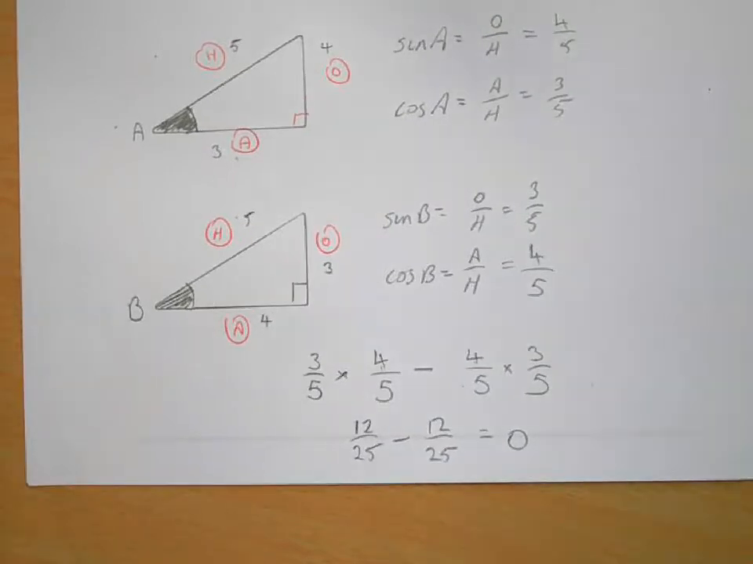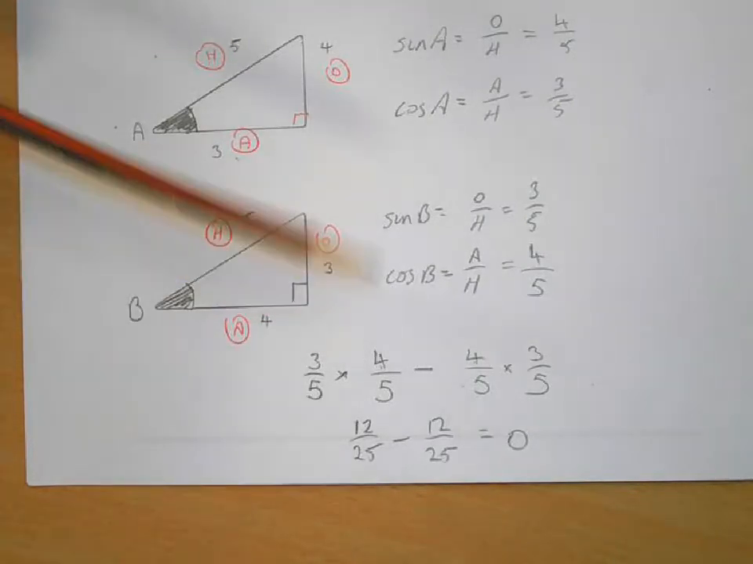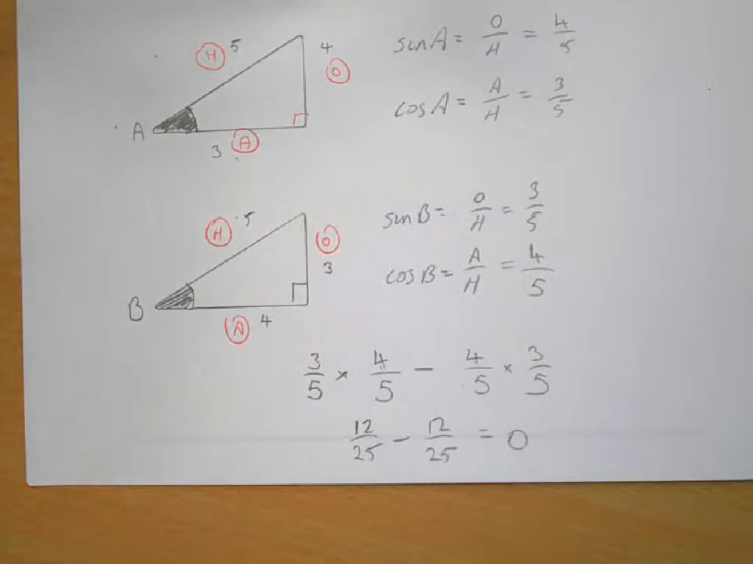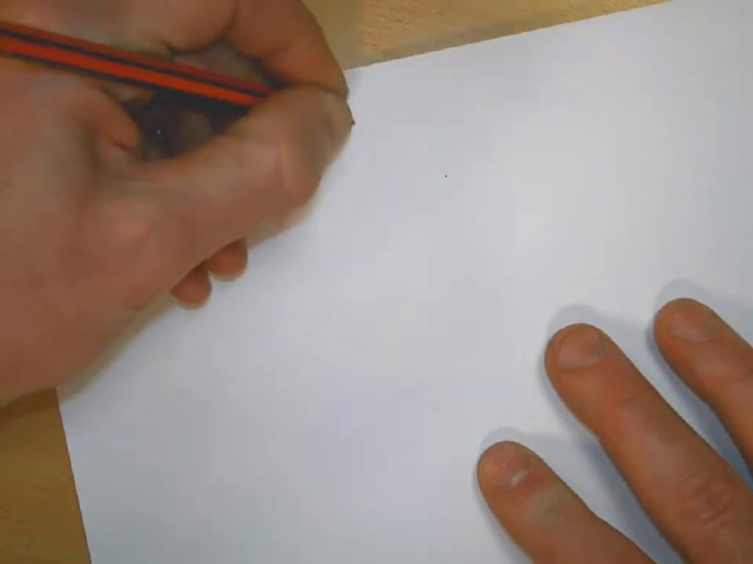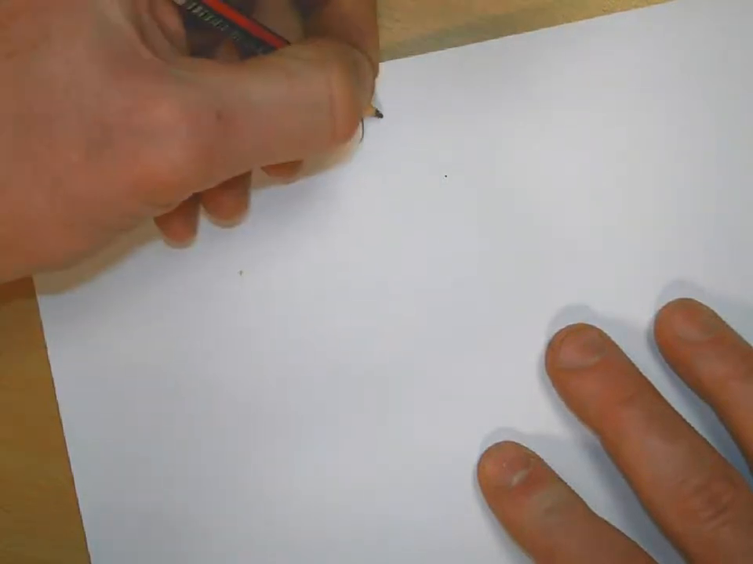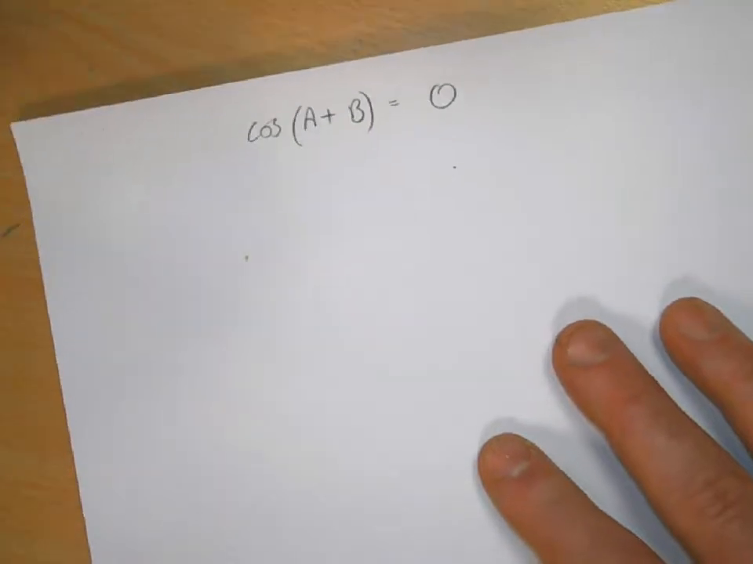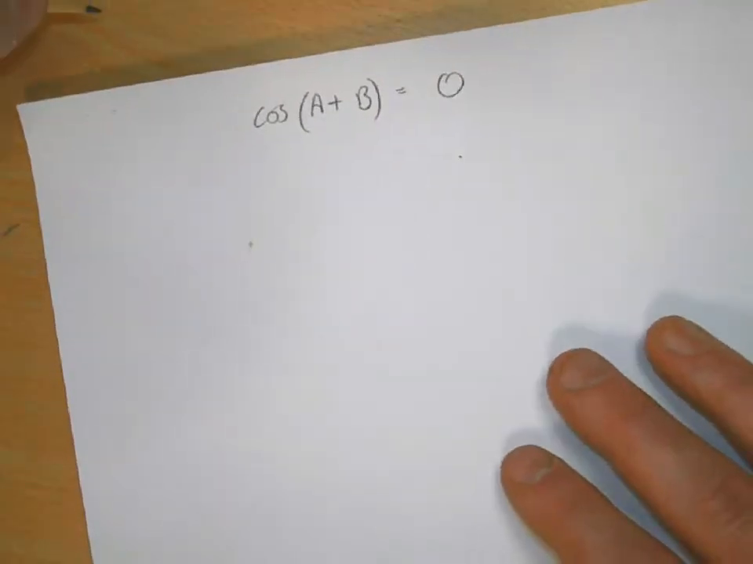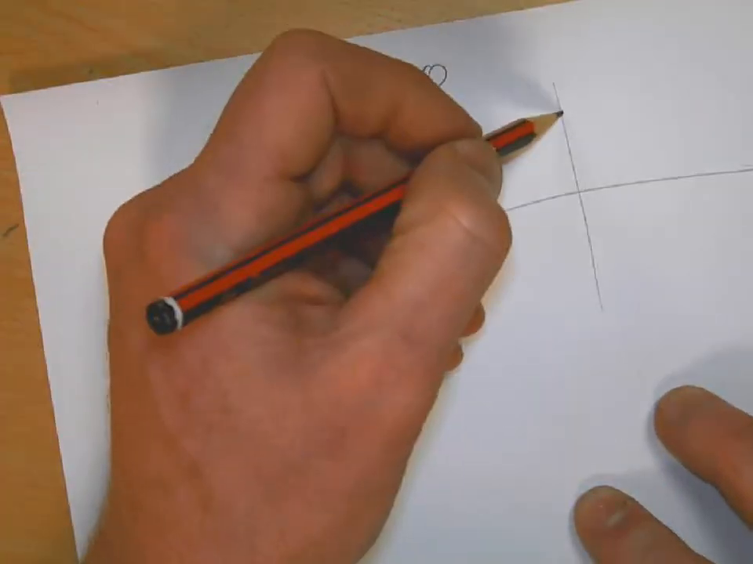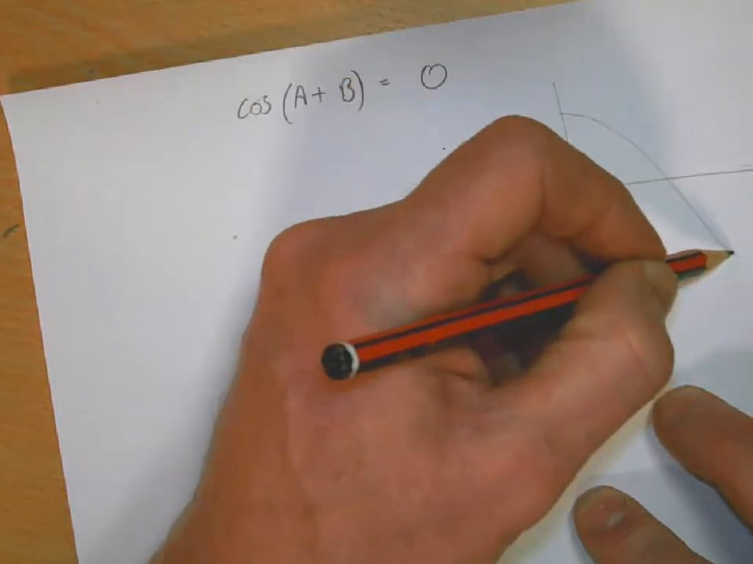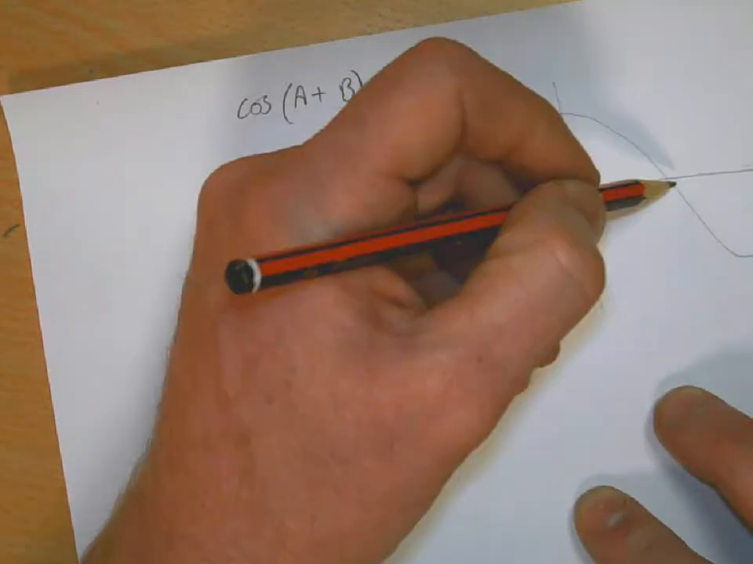Okay, I hope that helps with that. Just one thing I was thinking about while doing it. If cos(A plus B) equals 0, let me write that down. That's a very strange thing. Let's look at that. We've got the cosine graph coming down. Oh no, it's not. There we go. That's right. So it's going to be 90 degrees then.